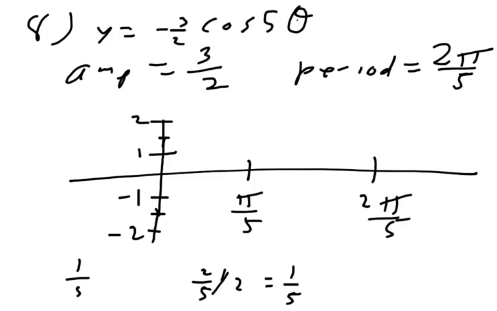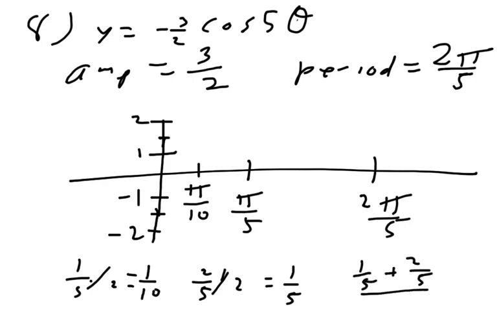In front of that, 1/5 divided by 2 equals 1/10. So the first tick mark is 1 pi over 10. And if I take 1/5 plus 2/5 divided by 2, that turns out to be 3/10. So that's going to be 3 pi over 10.